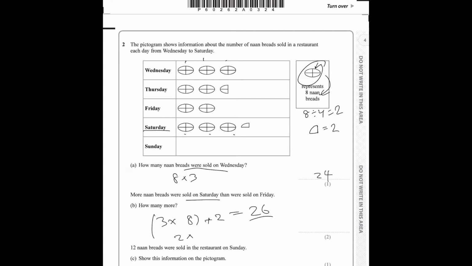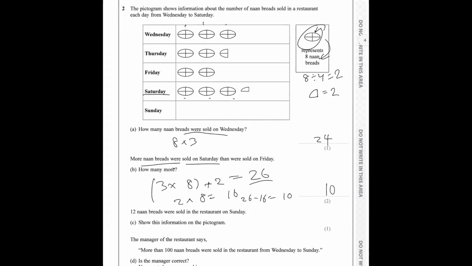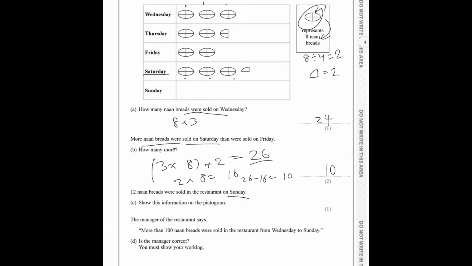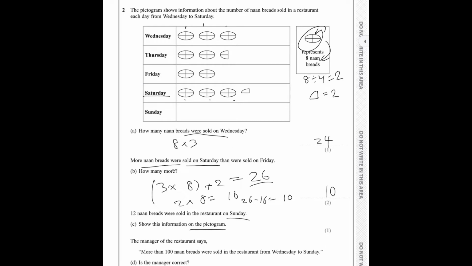Now for Friday, there's 2 times 8, which is 16. Since they're asking how many more breads were sold, you just do 26 minus 16. That should give you 10. So there are 10 more naan breads, alright? Now 12 naan breads were sold on a Sunday. Show this information. Since we know that one symbol represents 8 breads, 12 divided by 8 gives you 1.5 breads that need to be shown.